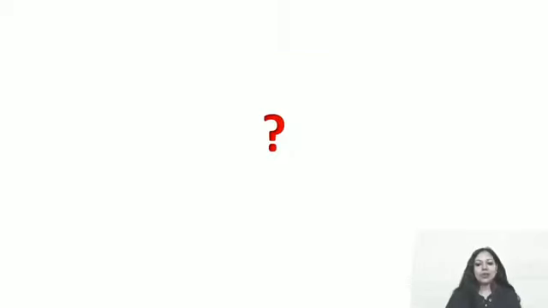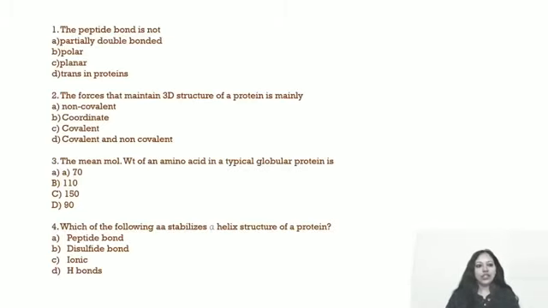So this is all about primary and secondary structure of a protein. We will discuss tertiary and quaternary structure in the next video. But before leaving, let's discuss a few questions.